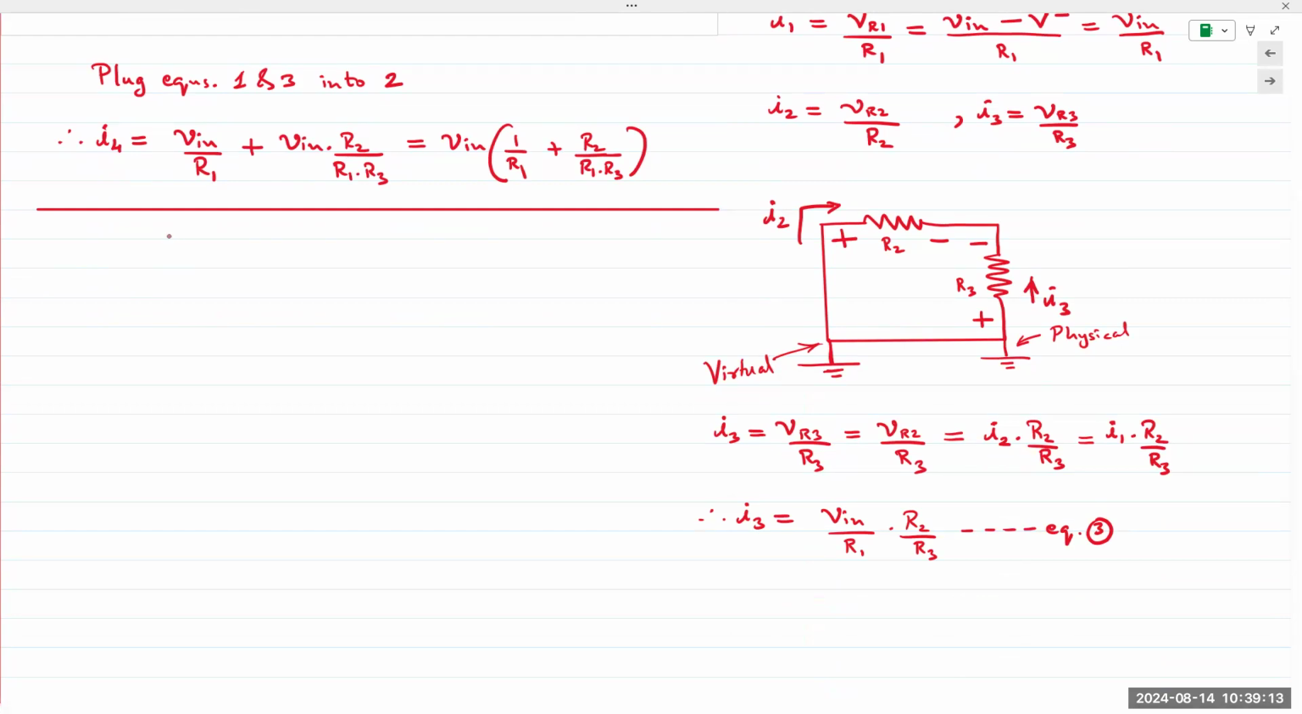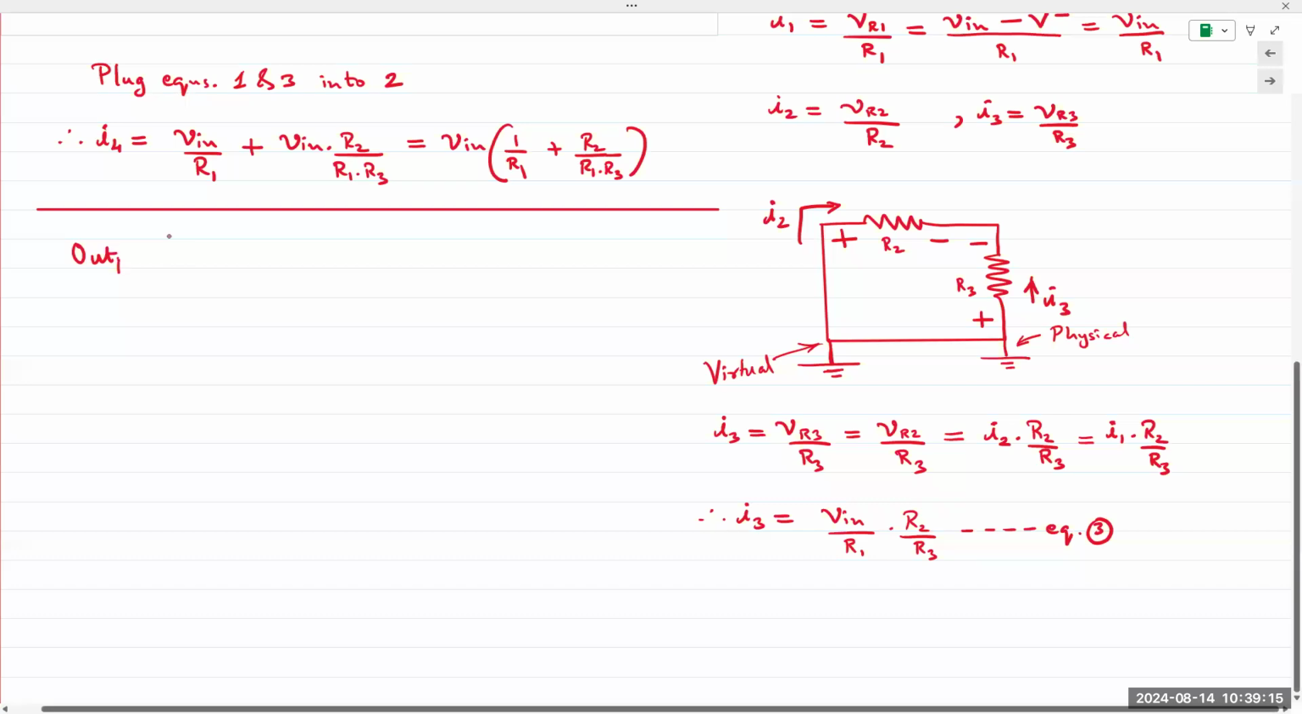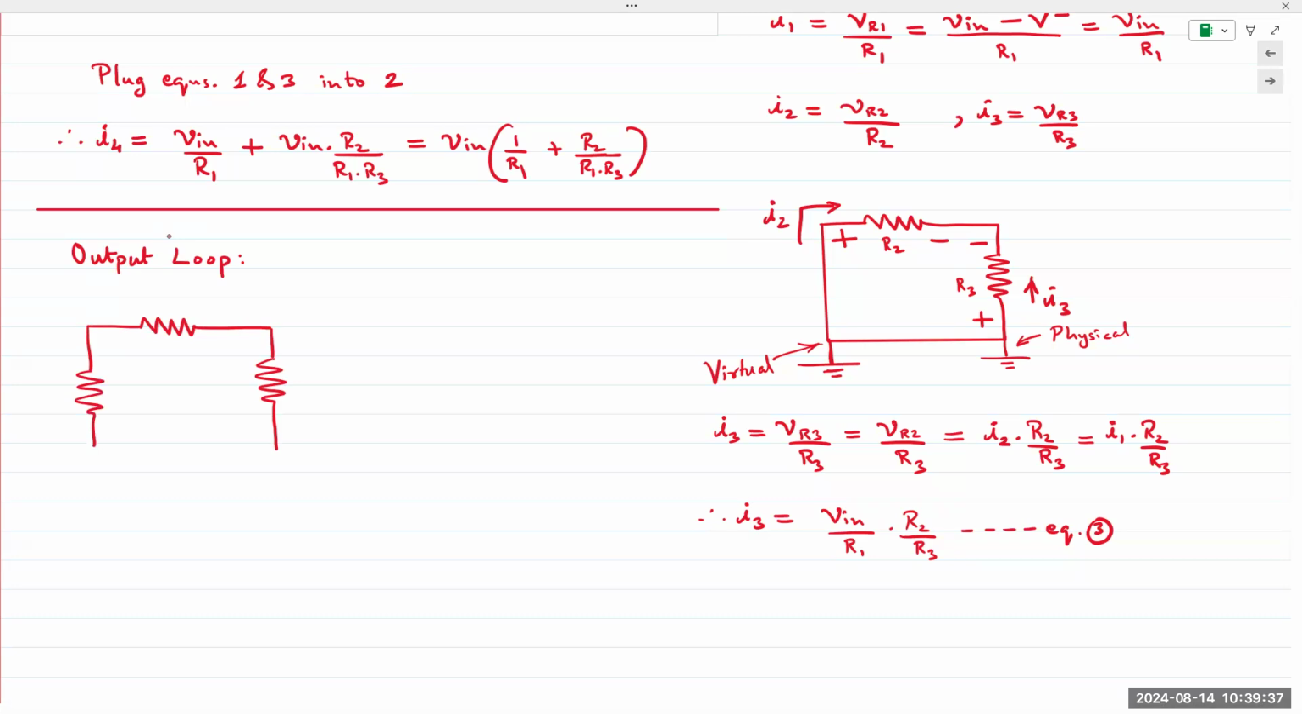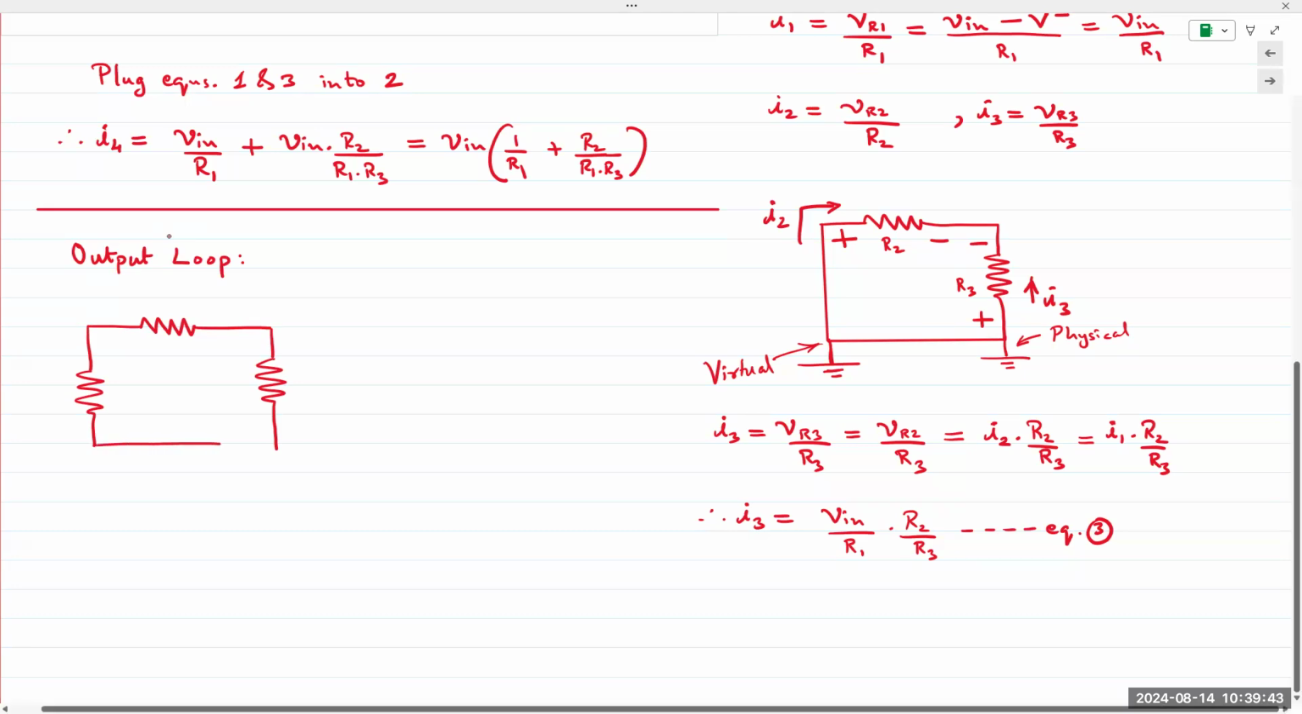Output loop. We have R4. We have RL. On this side, we have R3. I'm not including R2 because there is no need for it right now. All I need is these two.